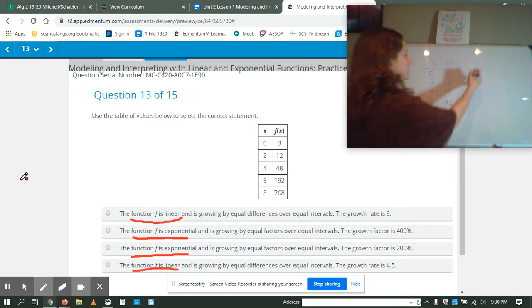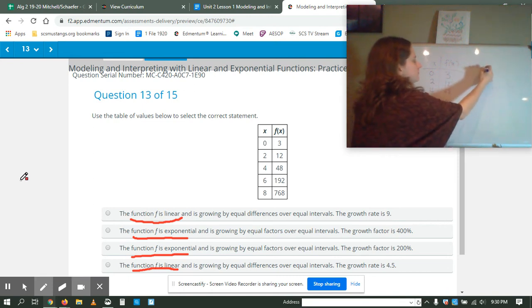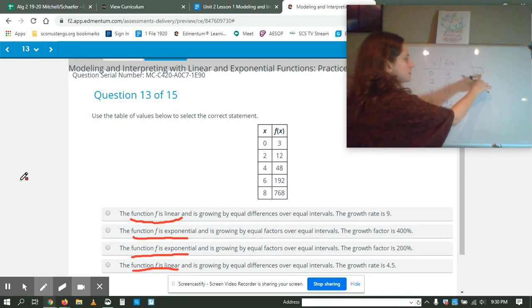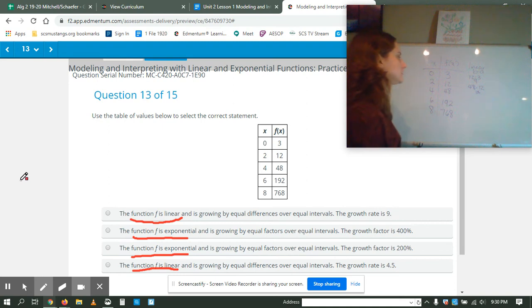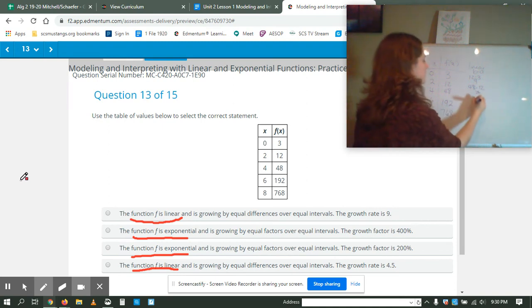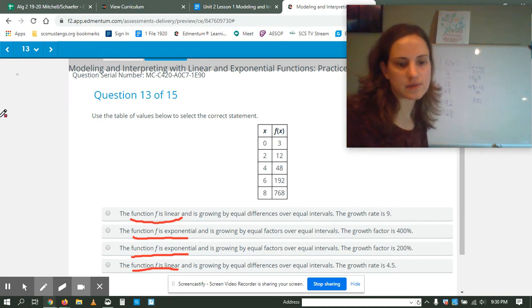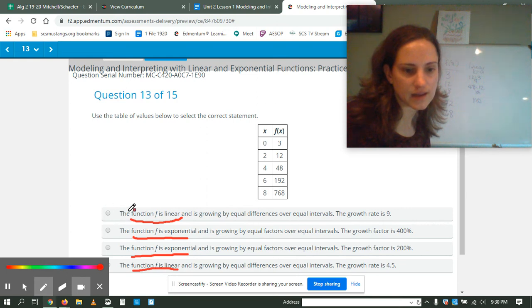Okay, so making that linear decision. That's going to be the term minus the term before it. So if I do 12 minus 3, that's going to give us 9. 48 minus 12, that's going to be 36. Yeah, definitely not going to be linear. So that lets me automatically eliminate not linear, not linear.